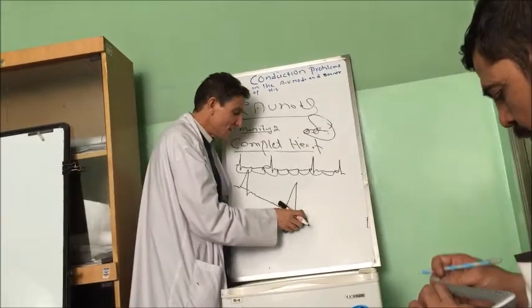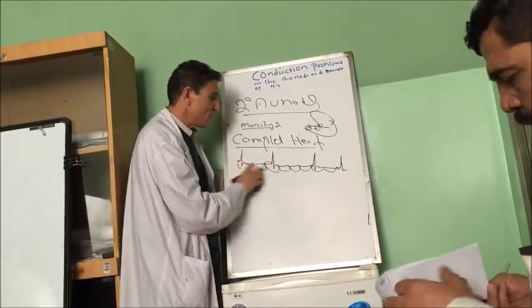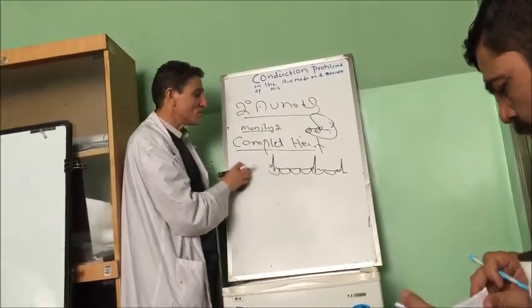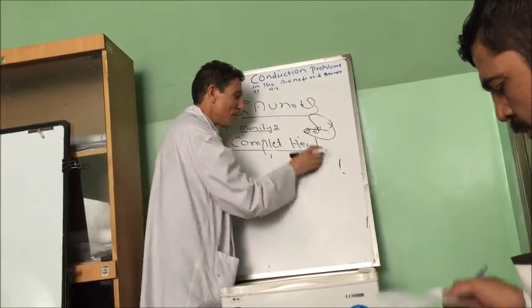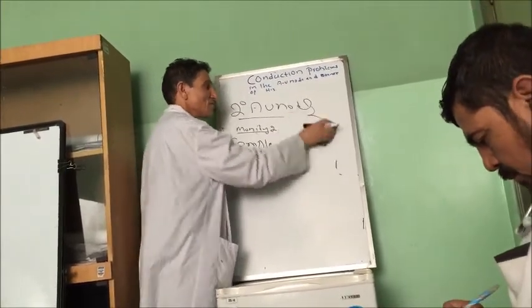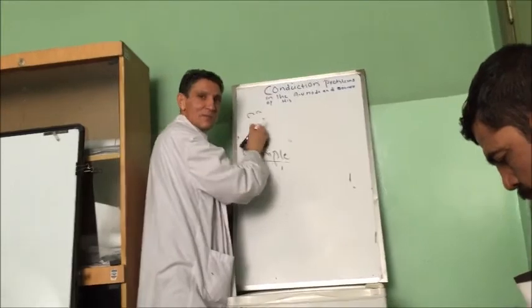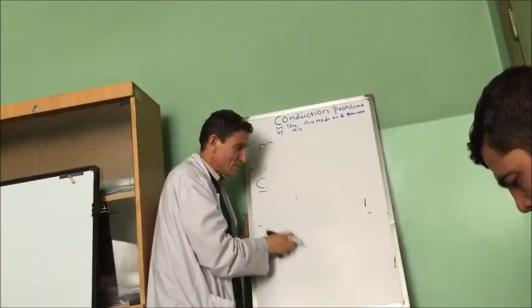This was about the AV nodal block. Tomorrow we are going to discuss bundle branch block. It is a bit difficult, the bundle branch block.